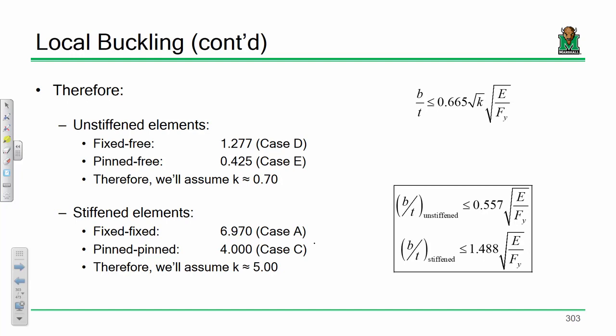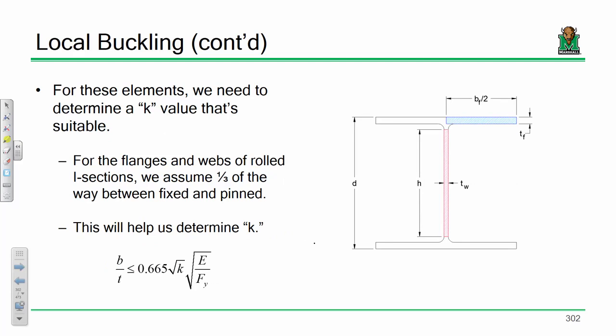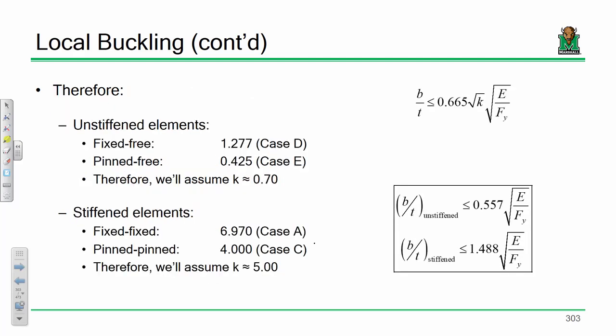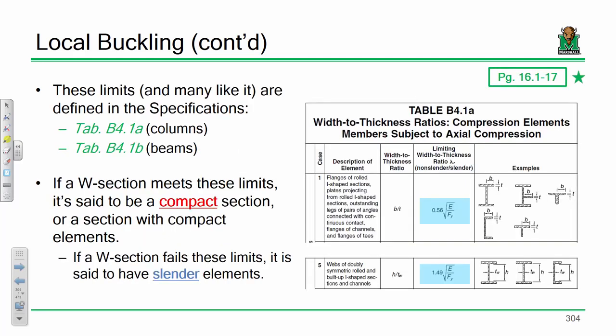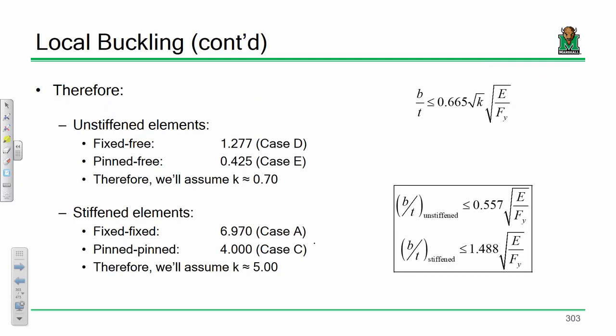Okay? For stiffened elements, is this fixed? Is this pinned? I don't know. It's probably somewhere in between. So fixed is 6.97, pinned is 4. We'll assume somewhere in between, something like 5, plug and chug, and here's what you get. I don't expect you to understand where these equations were derived from. But is everybody kind of understanding what I'm doing here? Okay. If you go to the spec and look at case 1, what do you have? 0.56. If you look at case 5, what do you have? 1.49. 0.56, 1.49. So that's where those values are coming from.